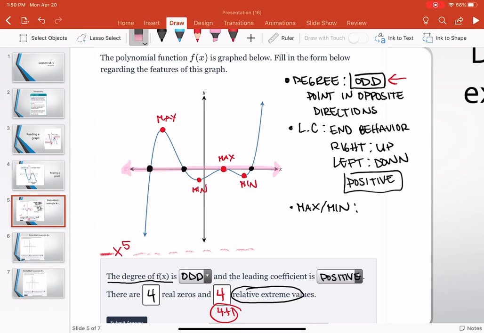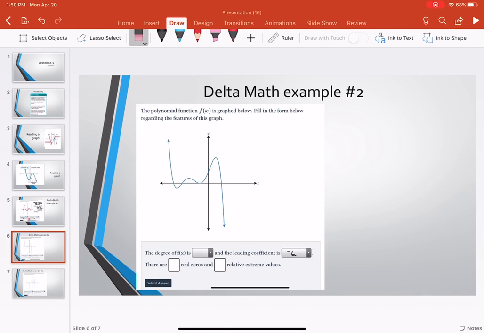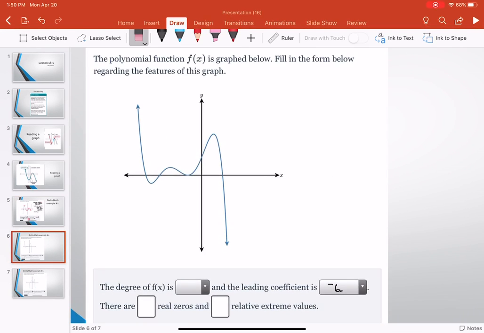Okay, so let's go to the next one. All right, same thing. This one's a little different, a different example. So we first have to come up with what is the degree of this function. Okay, what is the degree?